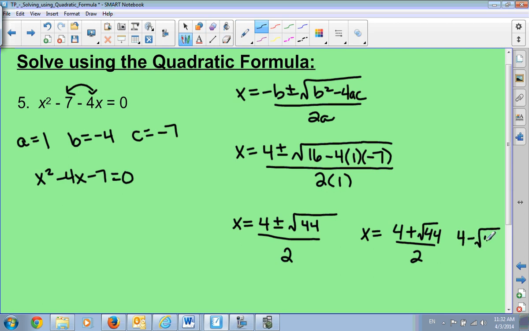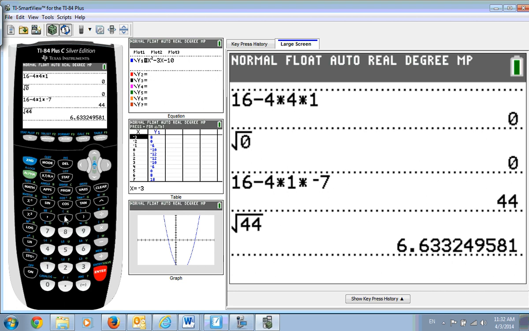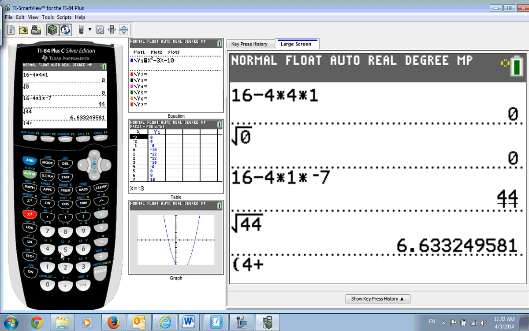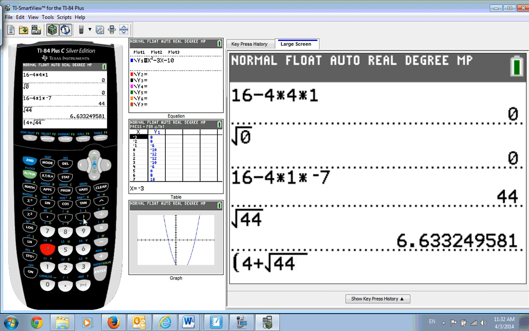4 minus the square root of 44 divided by 2. We're going to do these in our calculator. Ready? Because we have to round, because it's not going to be a whole number. Where it's touching the x-axis is not a whole number. That's okay. So what you have to remember is you have to do the 4 plus the square root of 44 first. So we're going to need parentheses. Or you could do it in 2 different steps. 4 plus the square root of 44.